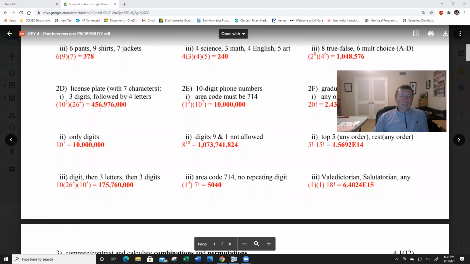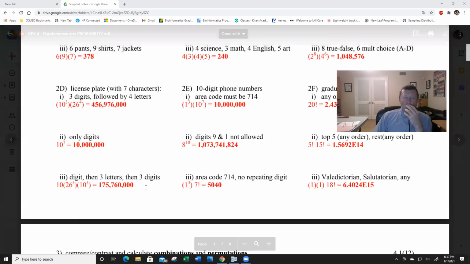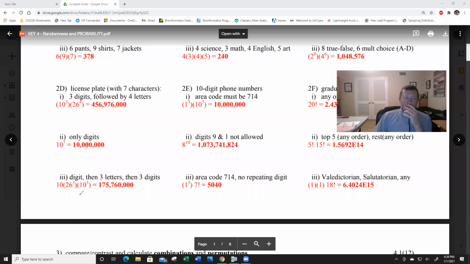And then 4 letters. I don't know if we use all 26 letters, or if we use 0 or O or not. I don't know all that stuff, but I'm just going to say 26 to the 4th. If it's only digits, that would be 10 options 7 times, 10 to the 7th. And then if it's a digit, which is 1 of 10, then 3 letters, 26 to the 3rd, then 3 digits again. This is a pretty common one that we see on cars today.